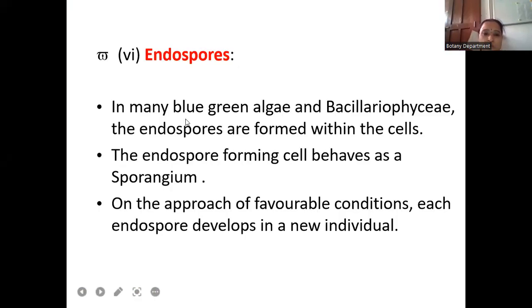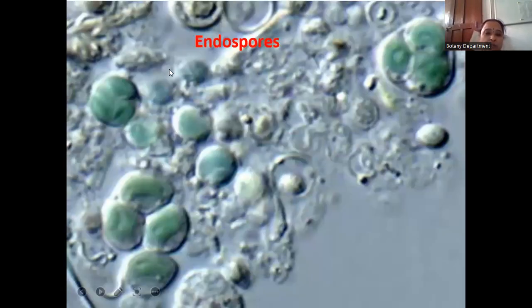See here, these are the autospores. Next one, endospore. You can observe this type of asexual reproduction only in Myxophyceae and Bacillariophyceae, that is, blue-green algae and Bacillariophyceae. The endospores are formed within the cell. The endospores in the cell behave as a sporangium. On the approach of a favorable condition, each and every endospore develops into a new algal plant. See, these are all endospores.